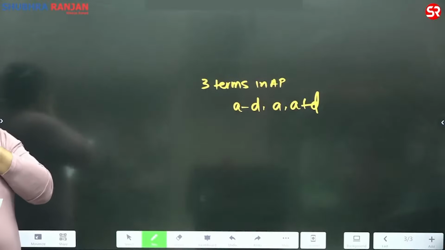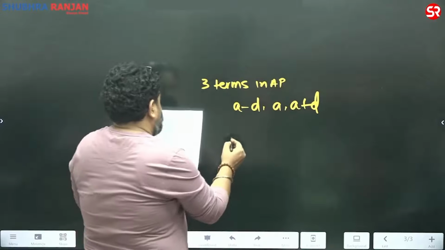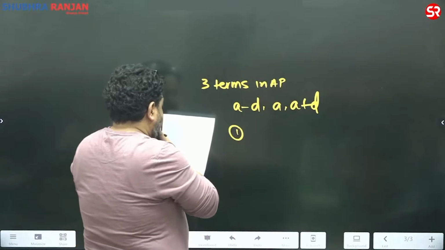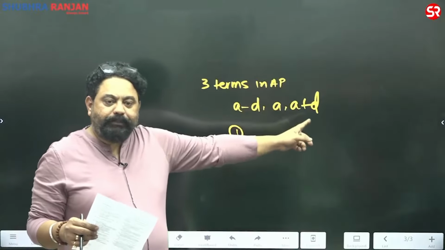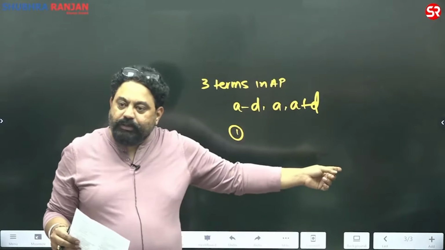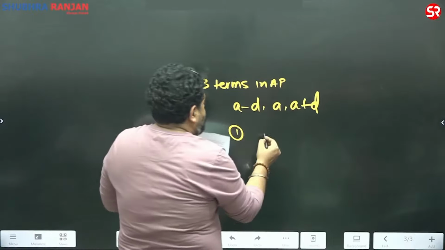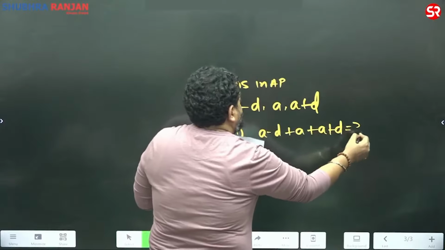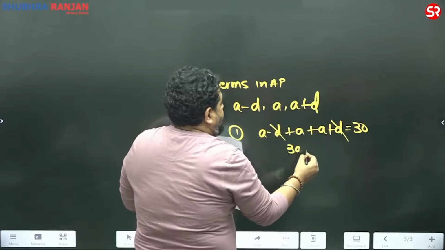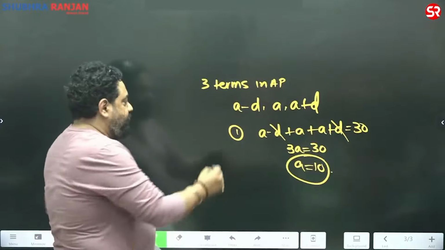Rahul, you have not tried. Arushi? You don't remember. Okay. No. Always assume three terms to be A minus D, A and A plus D. I have done AP with you. I have told you, this is how you have to assume three terms. Clear? So now, the sum of the first three terms is 30. So A minus D plus A plus A plus D is equal to 30. Cancel, cancel. 3A is equal to 30. A is equal to 10. But A is not the first term. It is the second term.